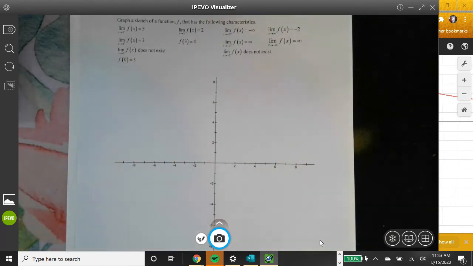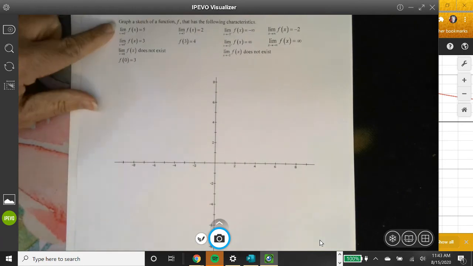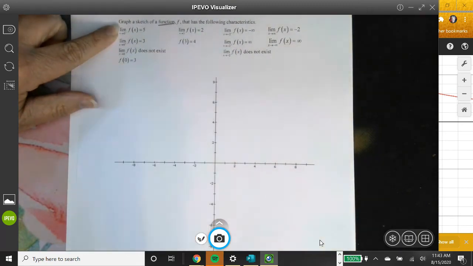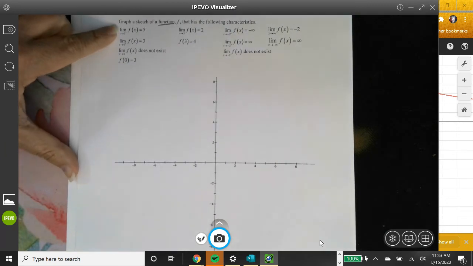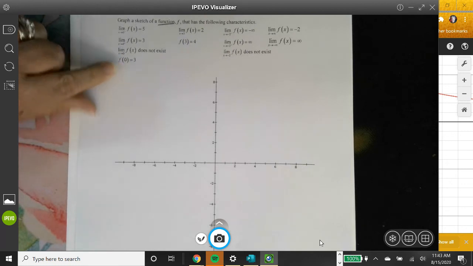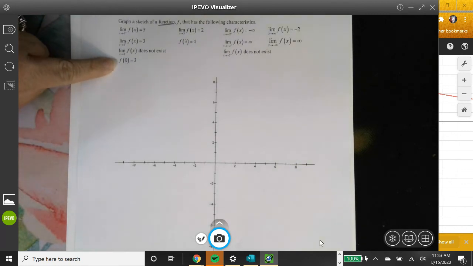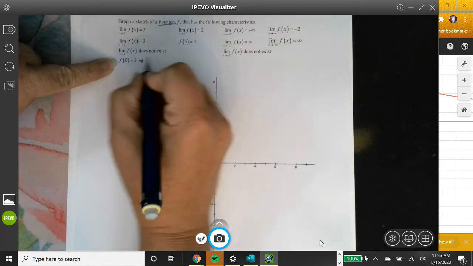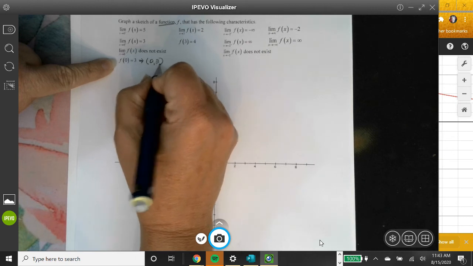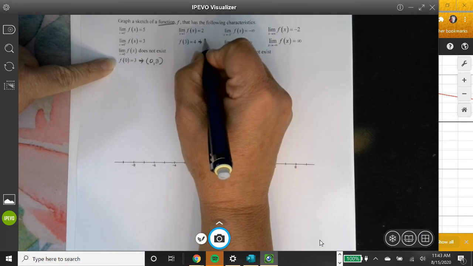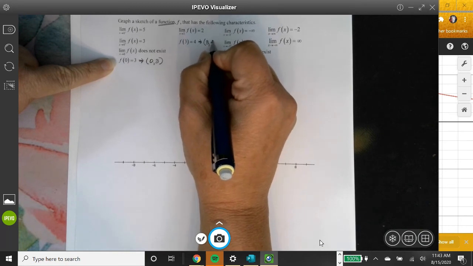So the instructions say, graph a sketch of a function. Now a function means it has to pass the vertical line test that has the following characteristics. And it gives me a bunch of limits, and it gives me some notation like this: f of 0 equals 3. Well, what does that mean? Well, this is a fancy way of saying the point (0, 3) is on my graph. And this one here also is a fancy way of saying the point (3, 4) is on my graph.